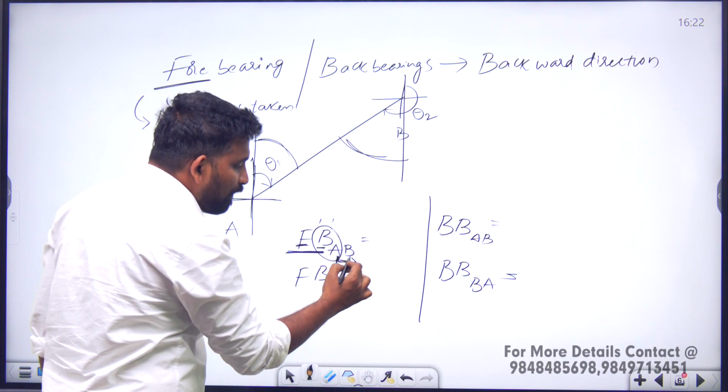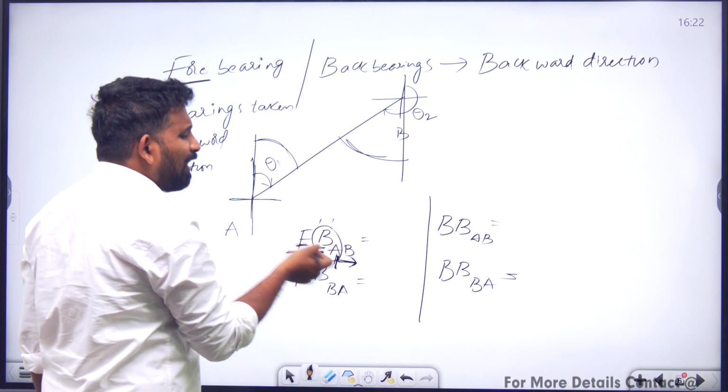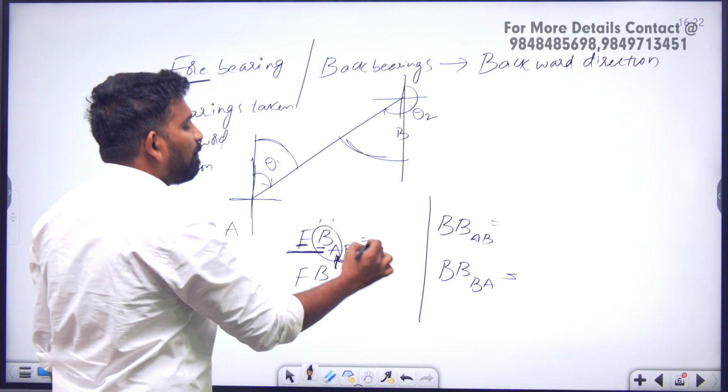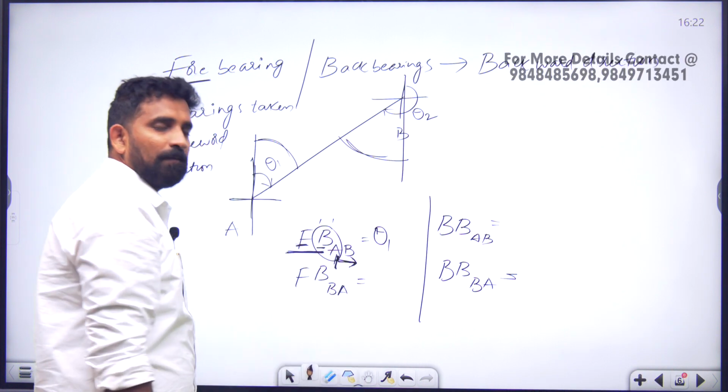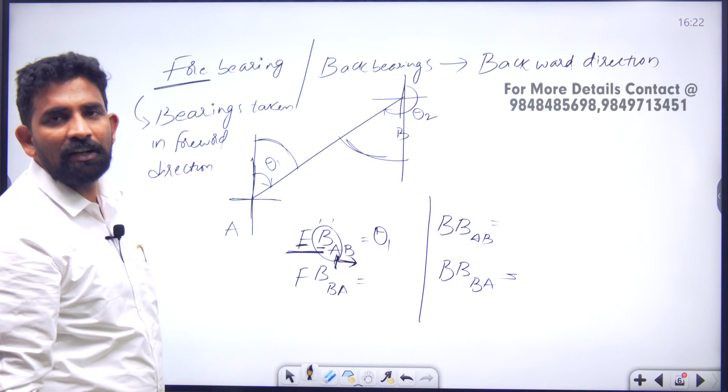I am moving from A towards B. So what is the bearing at A? That is the question. The bearing at A is theta 1, simple. That bearing of A is nothing but theta 1.